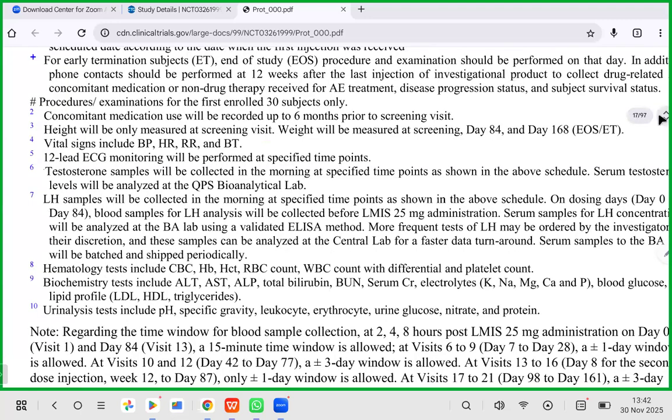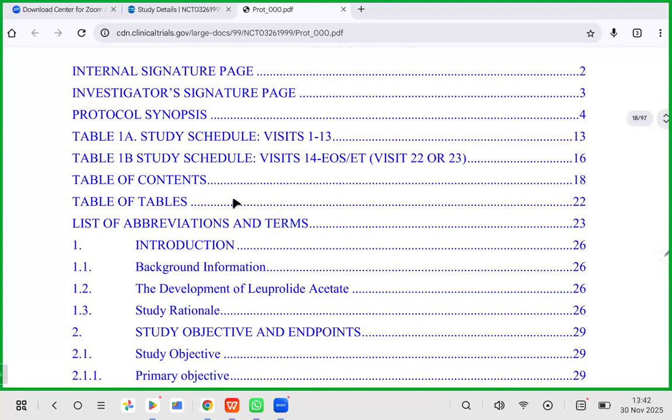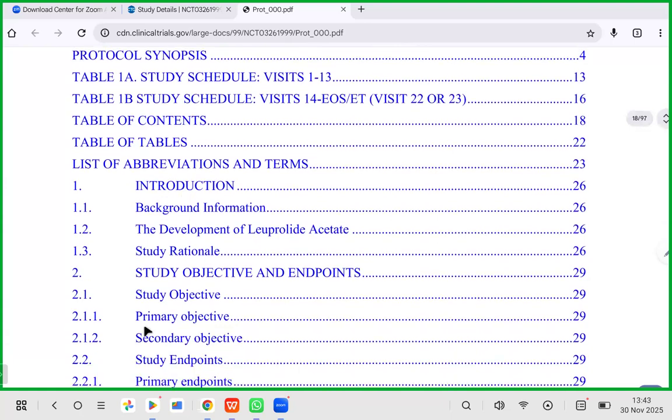Okay, so this is the index page. You will find what all the information available in this document. First, they will introduce the study and why they are conducting this clinical trial, and then you will find the background information of the clinical trial, and then the study rationale, why there is the need for the clinical trial, and what is the objective of this trial, what is the primary objective, and what is the secondary objective of the trial.